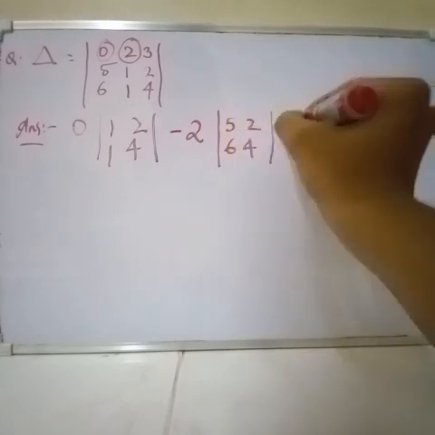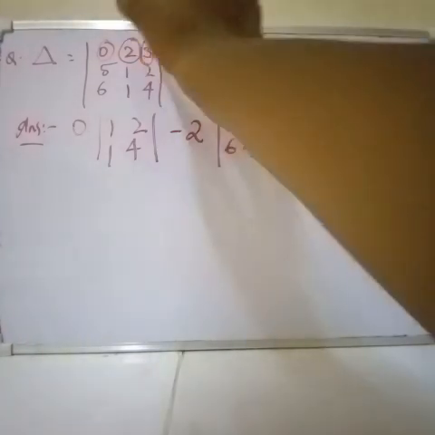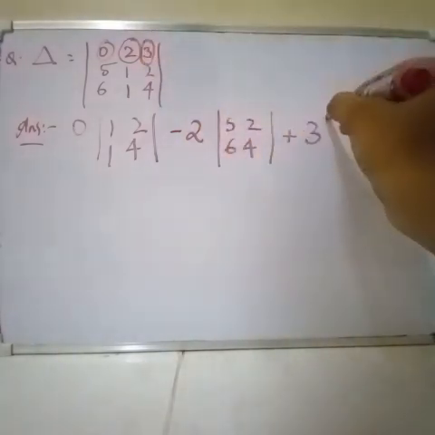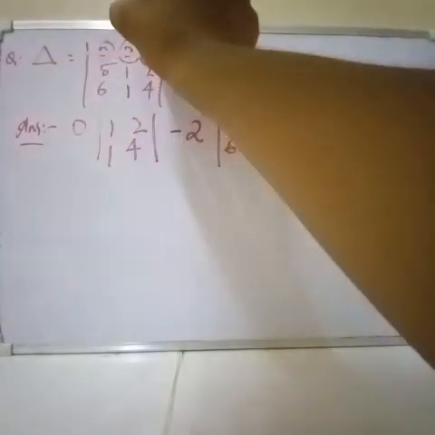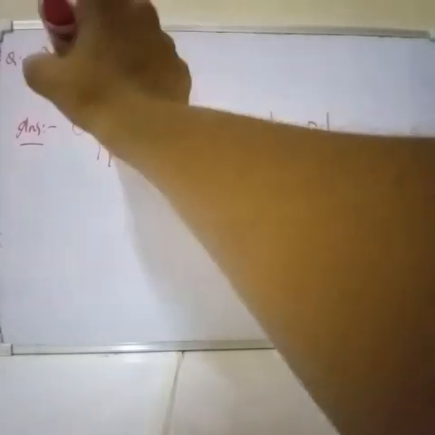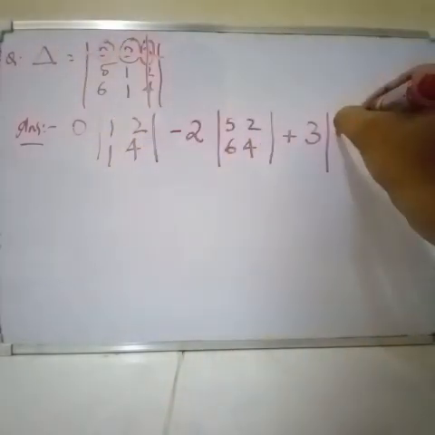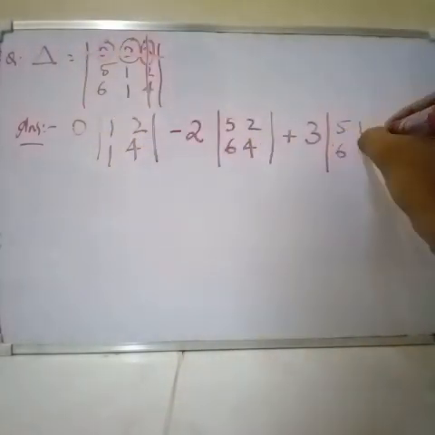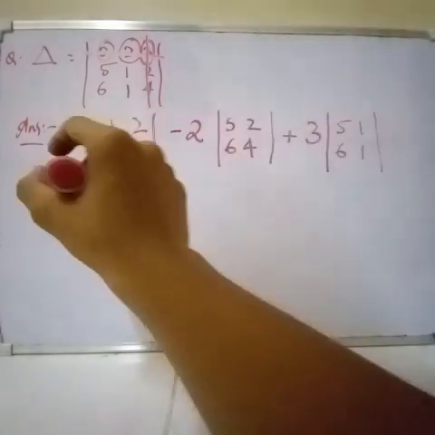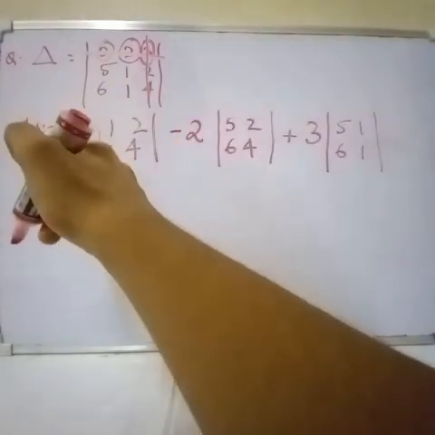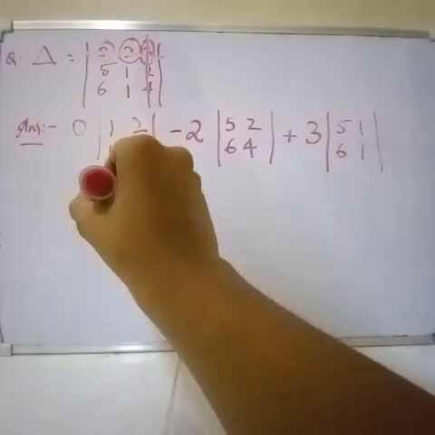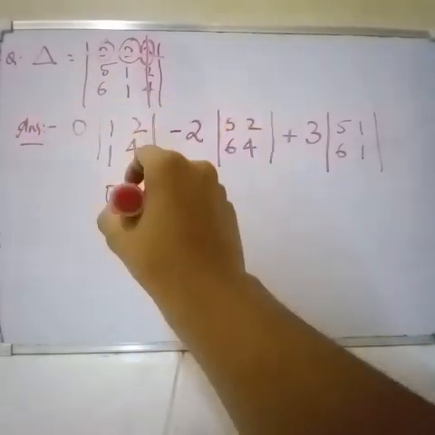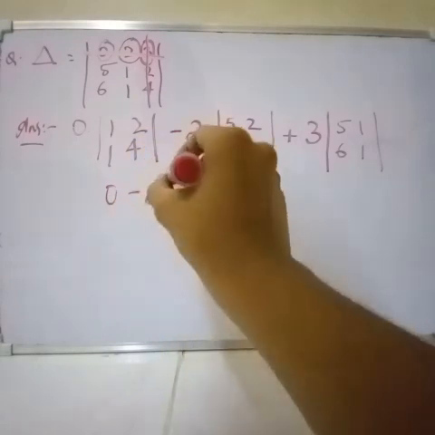The third element will be positive, and it's 3. You have to close this row and this column. What will be left over? 5, 1, 6, 1. Now you have to find the determinant. Here the first element is 0, and 0 multiplied with any number would be 0, right? So it will be 0 itself, minus 2 times.